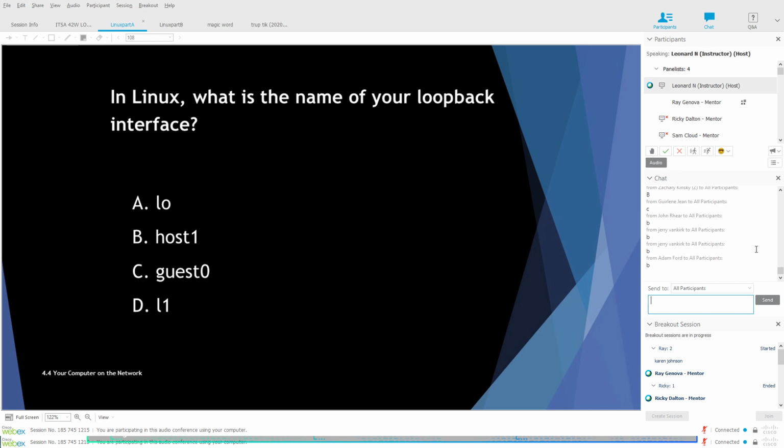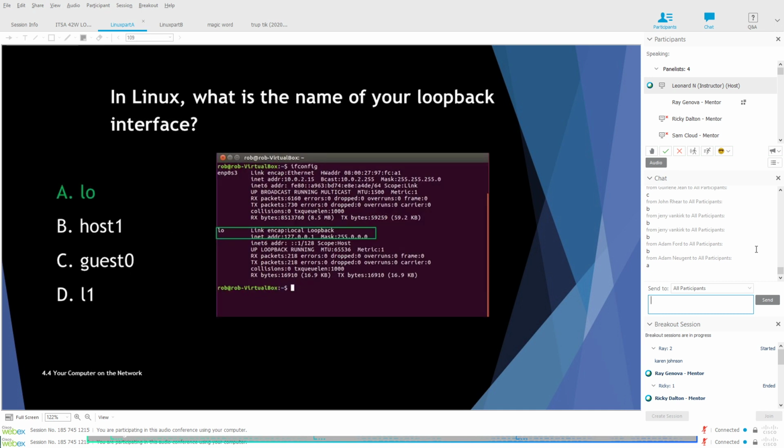In Linux, what is the name of your loopback interface? When we looked up our ifconfig, your loopback interface is lo, for loopback.